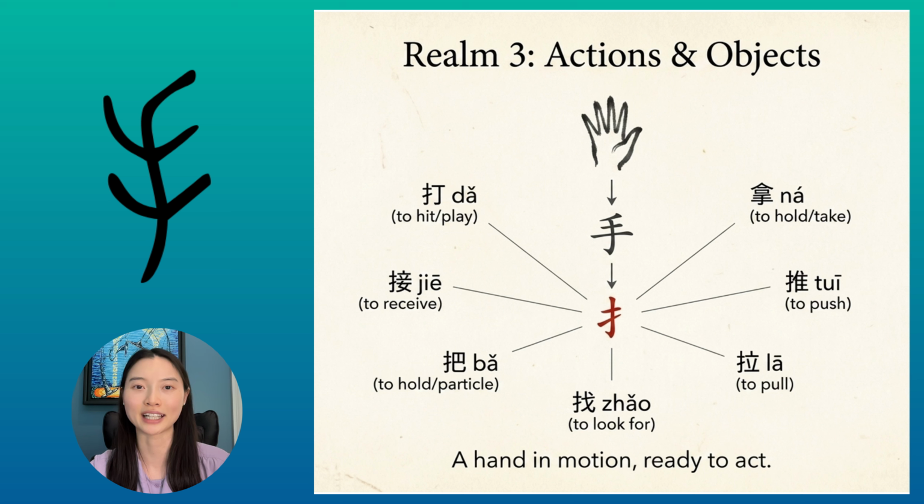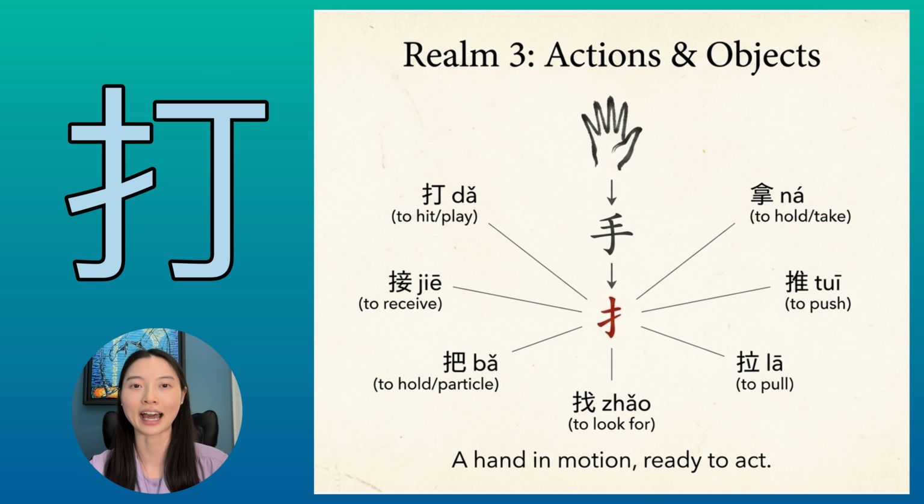提手旁, the hand radical. From 手, the Asian form shows an open palm, 5 fingers spread. On the left side, it compresses into 提手旁, a handy motion. Ready to act. 打, to hit or play a sport.